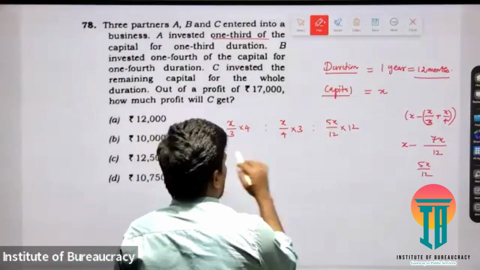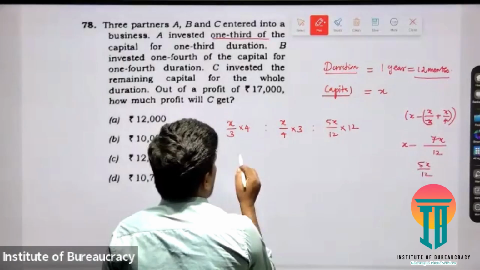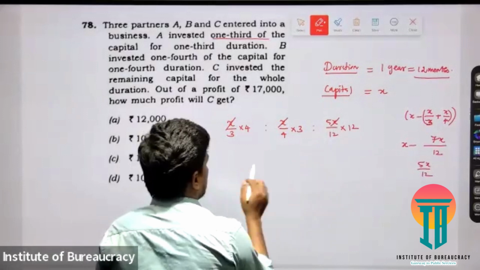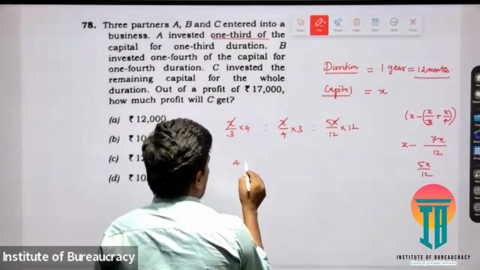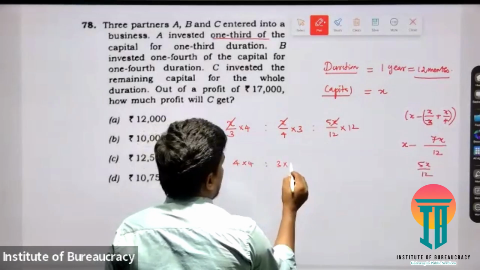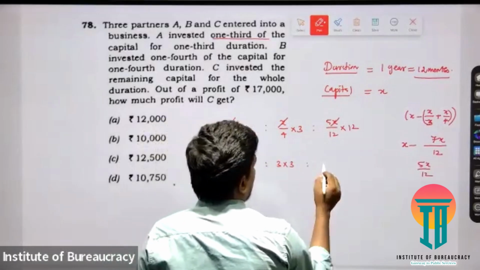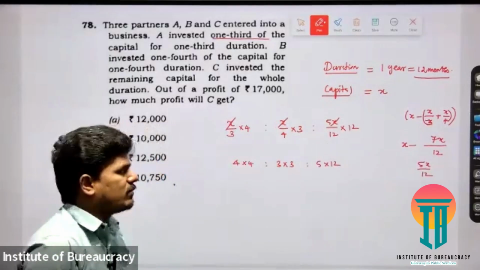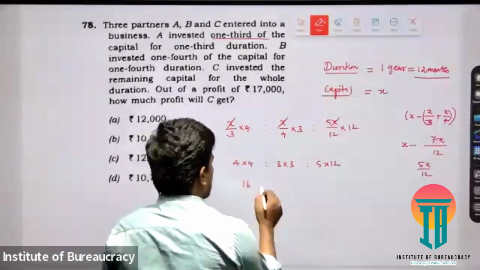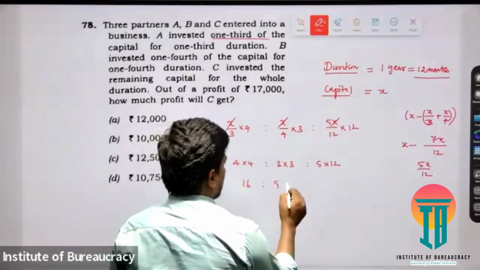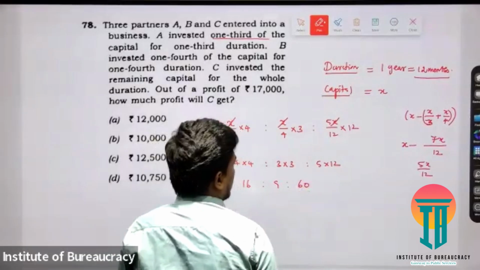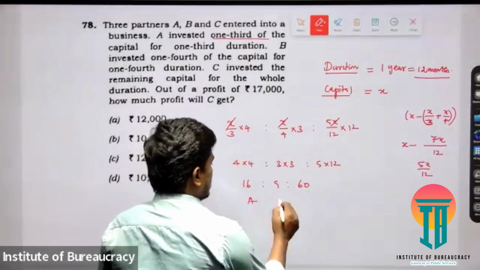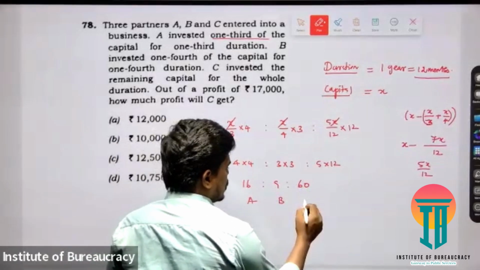And you find the LCM, 12. Also X cancels, you can remove it. With LCM 12, what is going to come here is 4 into 4, 3 into 3, and 5 into 12, so the denominator 12 is cancelled. So it is going to be 16, 9, and then 60. So the profit has to be shared between A, B, C in the ratio 16, 9, 60.